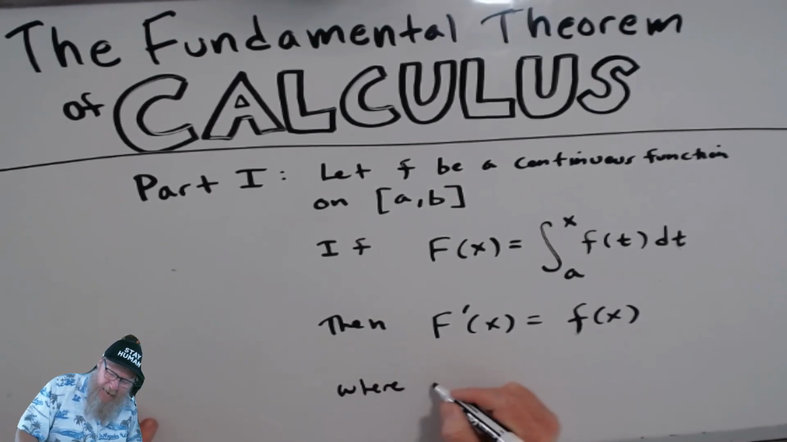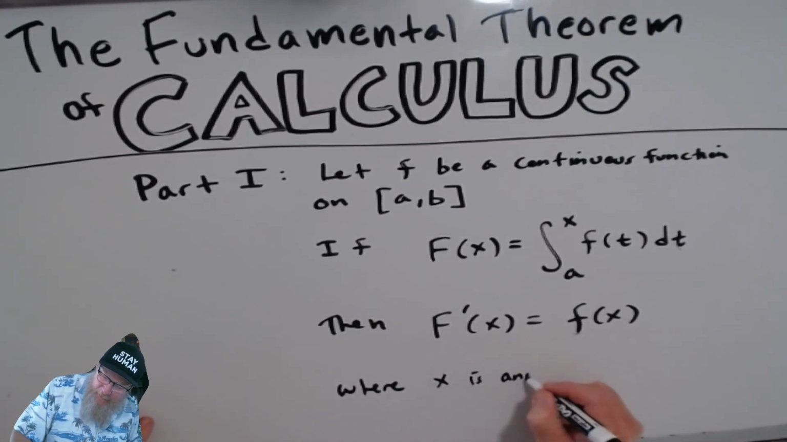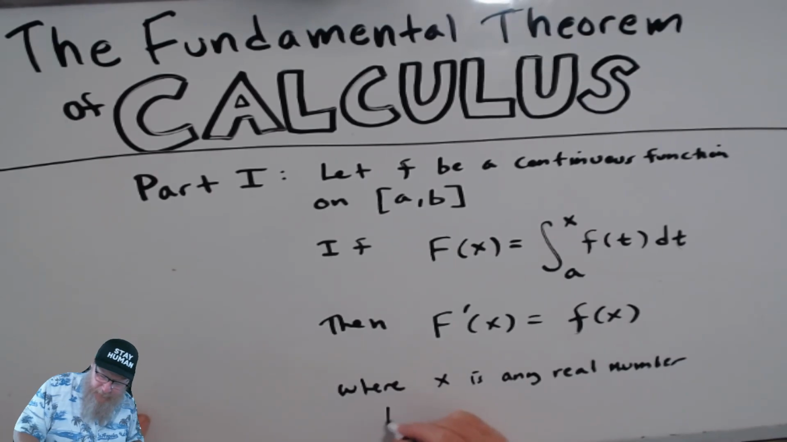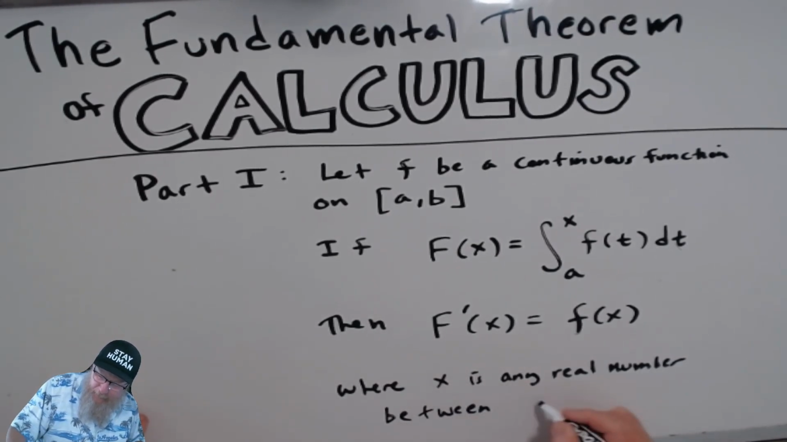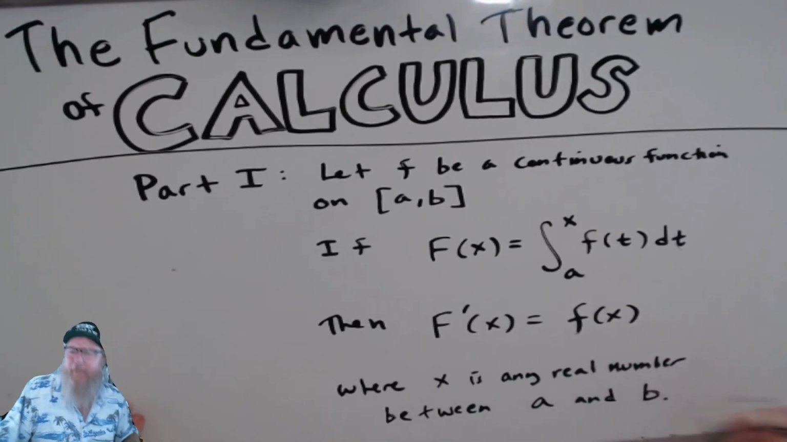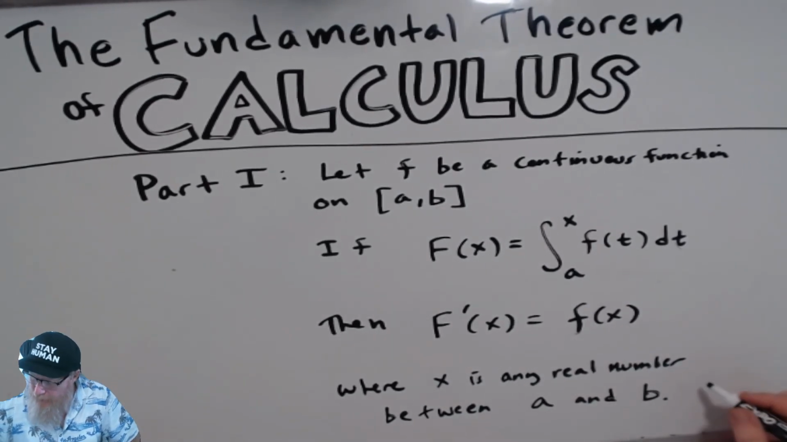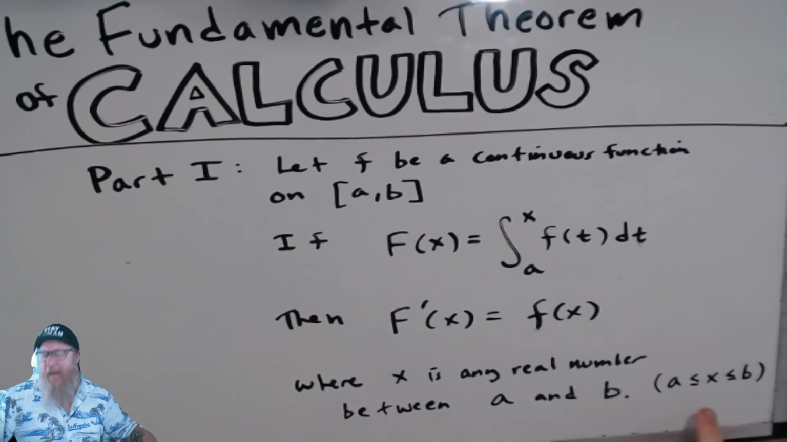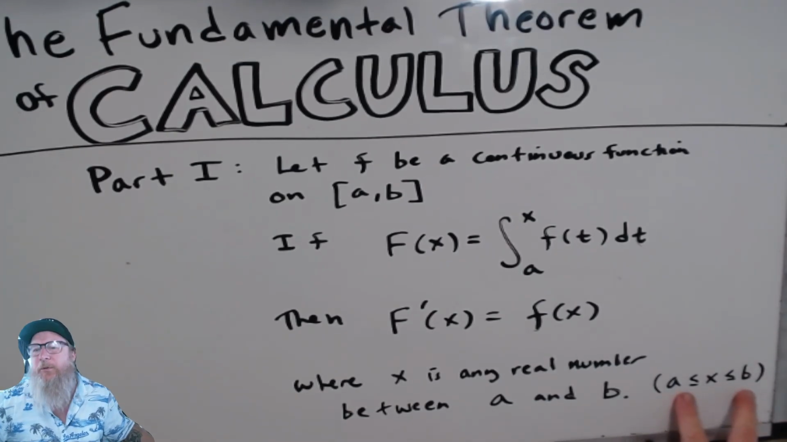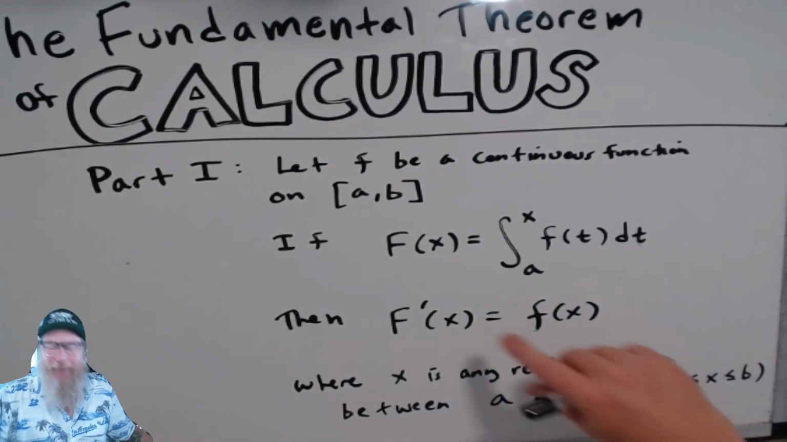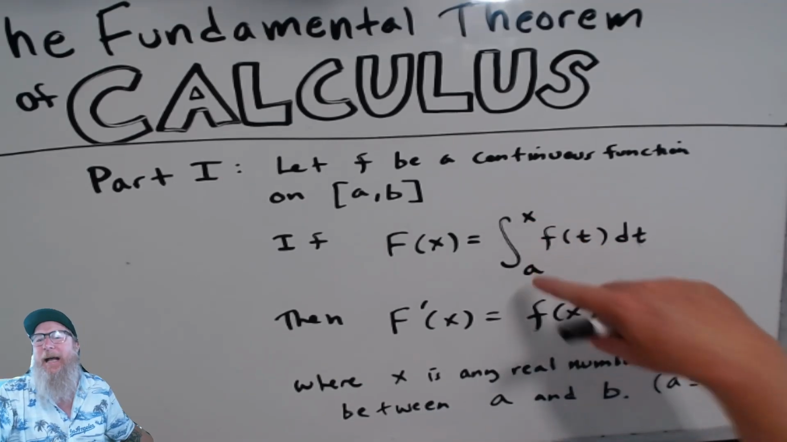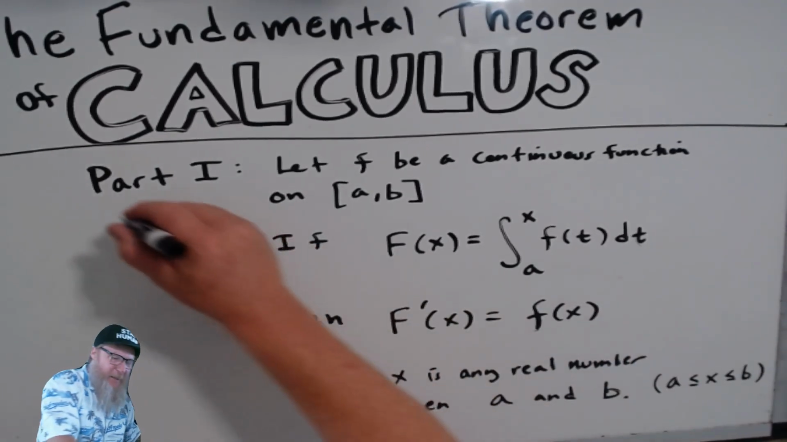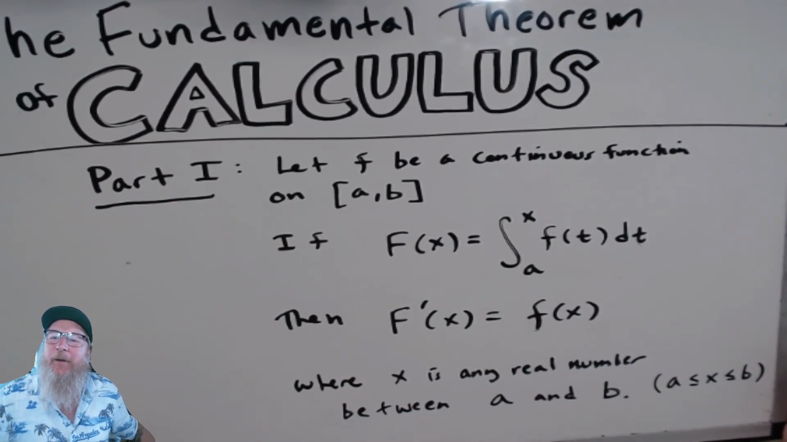And then where is x? X is any real number between a and b, inclusively. X could be anywhere between a and b, inclusive of the endpoints. Although I won't give you any examples where x is actually equal to a, but that's still officially the definition. So there you go. That is the prequel to the fundamental theorem of calculus.